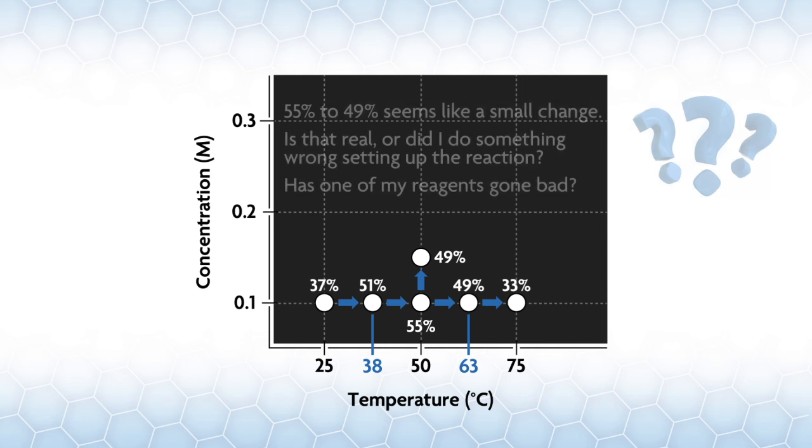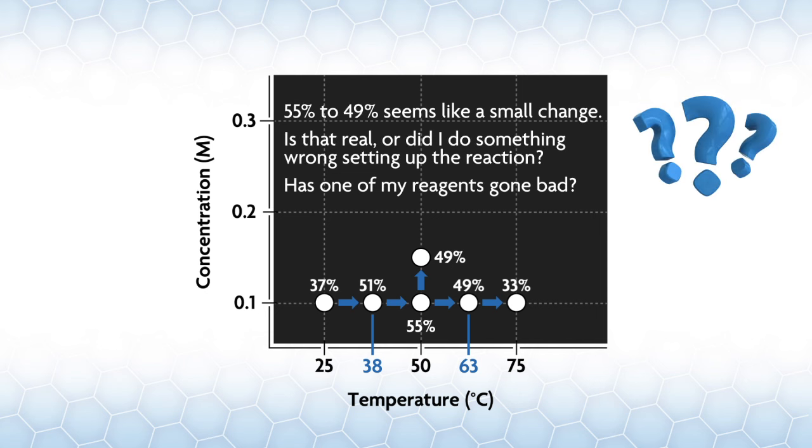Again, we don't have error bars, and 55% to 49% seems like a small change. Is that real, or did I do something wrong setting up the reaction? Has one of my reagents gone bad? Let's try 0.2 molar just to see what happens.